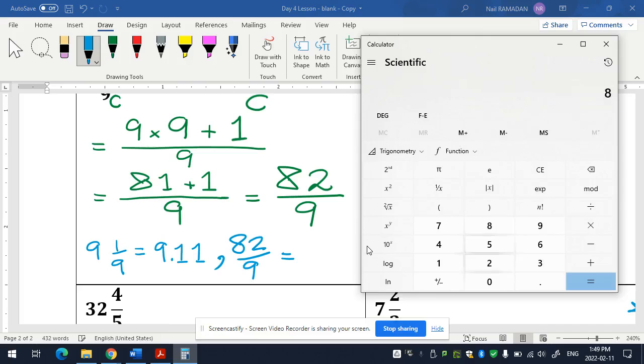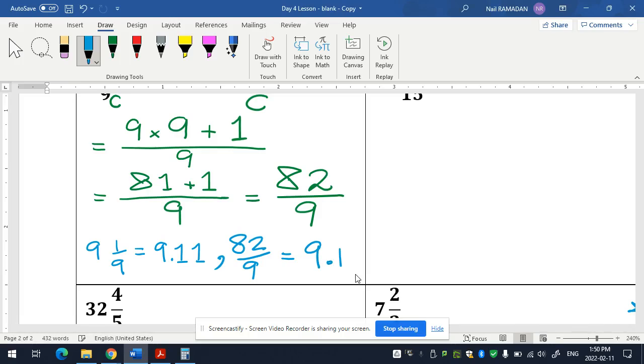What is 82 divided by 9? Check it out, everyone. It's going to give me this number again. Look, eyes on the screen. Sorry, 82 divided by 9. Yep. So we are correct. By the way, you never have to check.